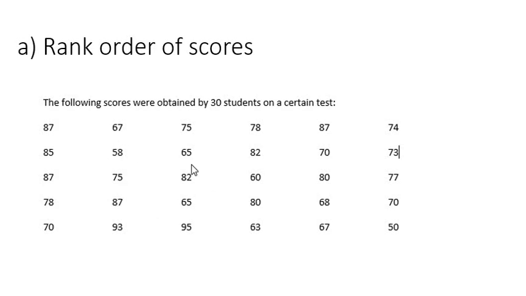And as we look through, we can see that we have 95 as our highest score. And looking through as well, we can also tell that 50 is our lowest score. And so if we were writing this down, we'll have 95 being the first score. What will be the next score? We only have one more value in the 90s, that's 93. So we'll have 93 being our second score.